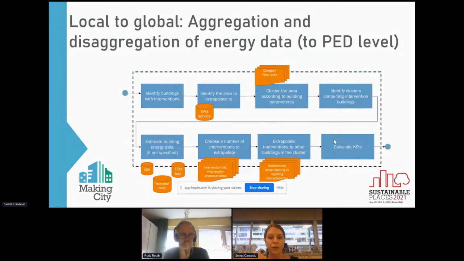The service that we used was specific to the Netherlands, but we can also generalize it. If we have a way to get the information on the surface area of different building categories within an area, we can use that. And then we can also cluster this area further according to different building parameters, such as category, floor area, maybe facades and the rooftop, and so on, to get more specific information on different buildings. Then this identifies clusters containing intervention buildings.